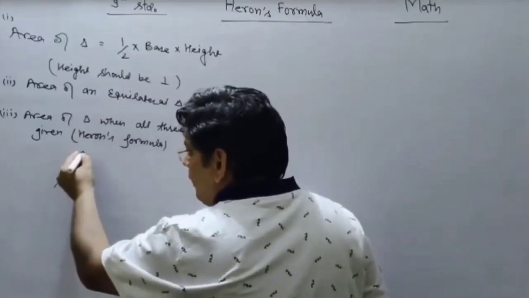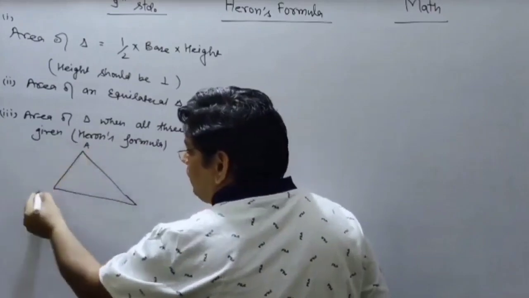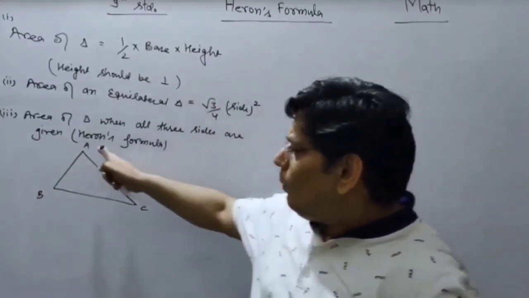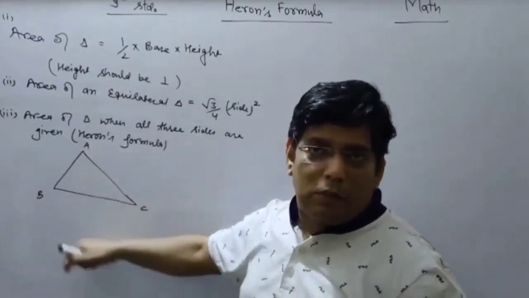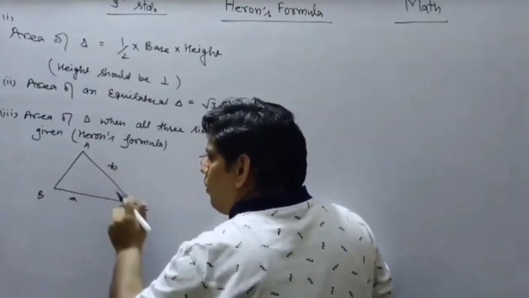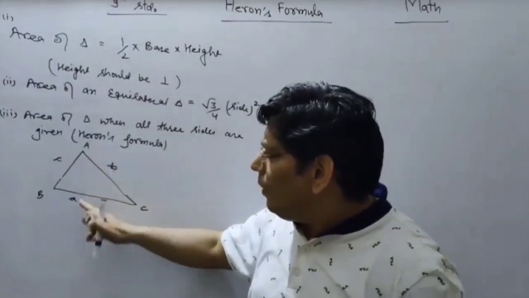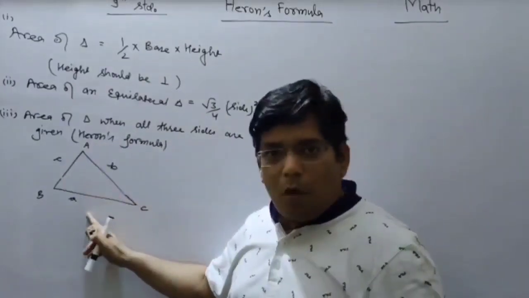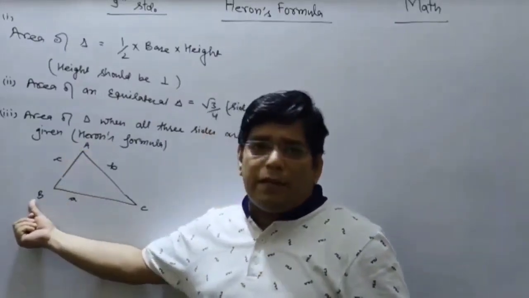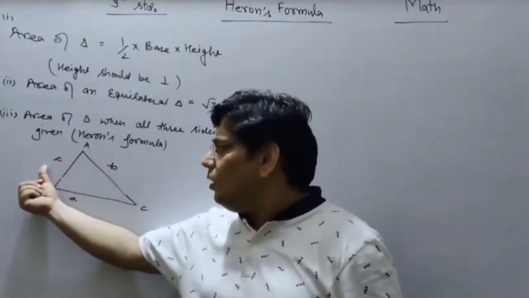Before we move into Heron's formula, we have to consider how we can use it. This is a triangle ABC. The opposite side of a vertex A is small a. Similarly it will be small b and small c. The side opposite to vertex A will be small a, opposite to vertex B will be small b, and opposite to vertex C will be small c.